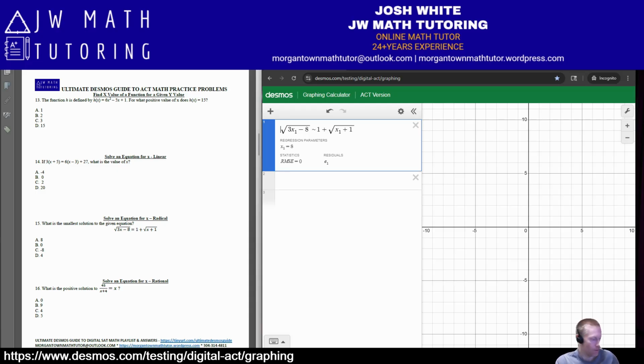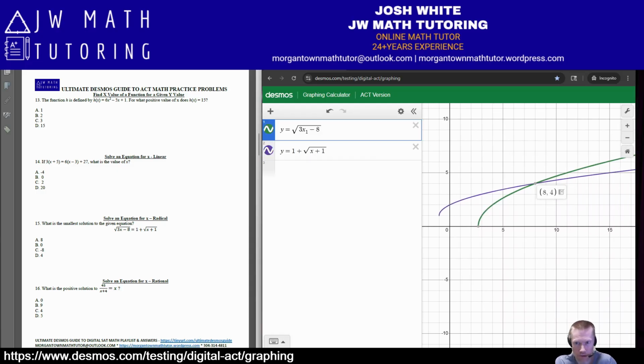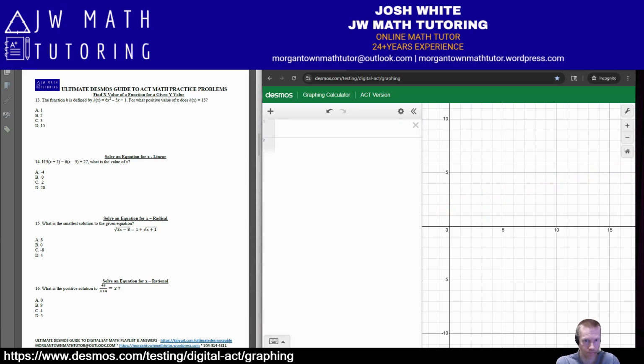Now, let's do the graphing method. So let's get rid of all this. So there's the first one. And we're looking for 1 plus square root x plus 1. Okay, so we can clearly see here, this is the intersection point. It's 8, 4. The x value is 8. Therefore, that is our answer. Okay, so that's how you could do that using all three methods.